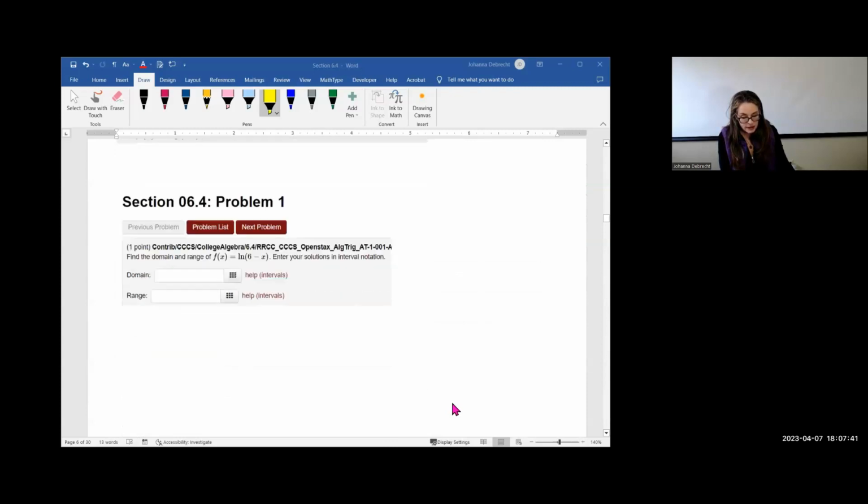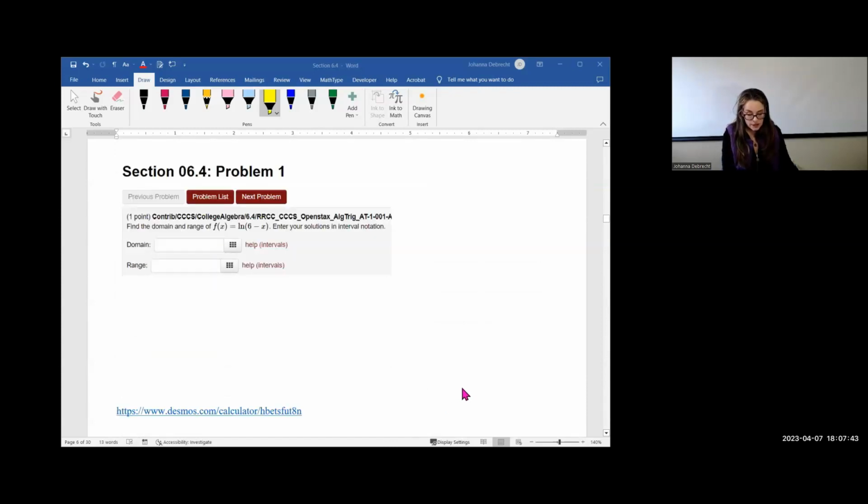So now let's go ahead and take a look at our first problem here. We want to take a look at what is the domain and what is the range and how can we find that just by looking at the equation. So let's remind ourselves of some of the rules that we have here.